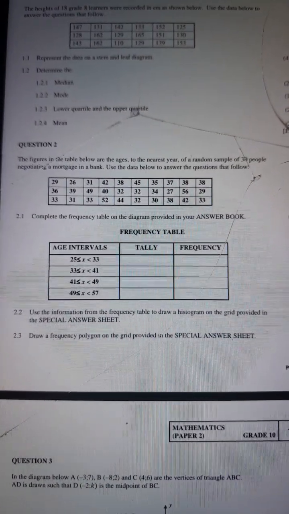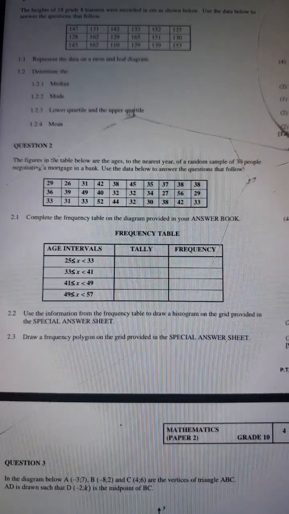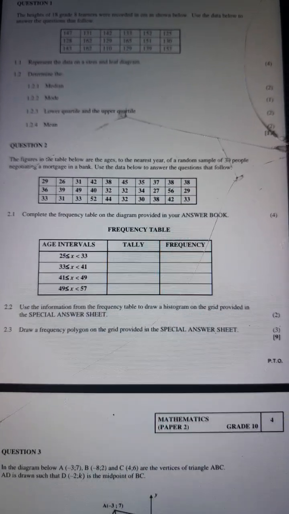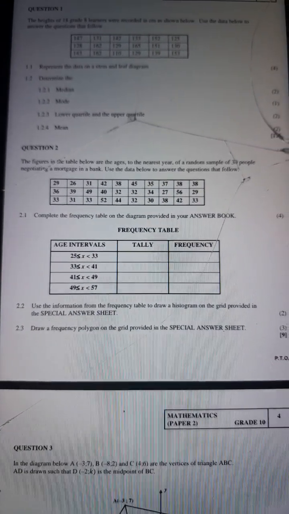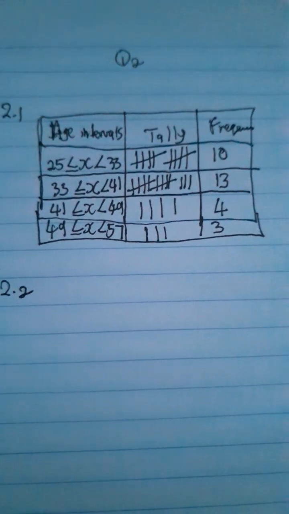So now let's go to our second question. Our second question, guys, requires 2.2. Use the information from the frequency table to draw a histogram on the grid provided in the special answer sheet. So what we are going to do, guys, it's this, right? So remember, this was 2.1, this is 2.2, right?